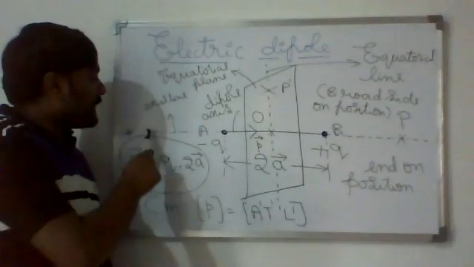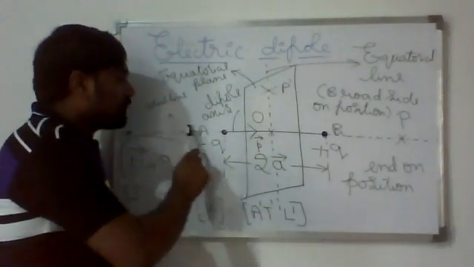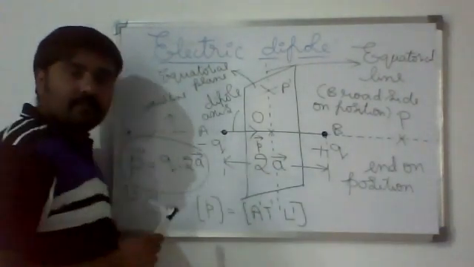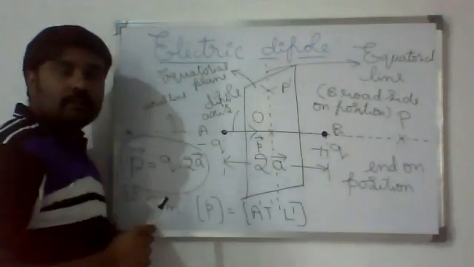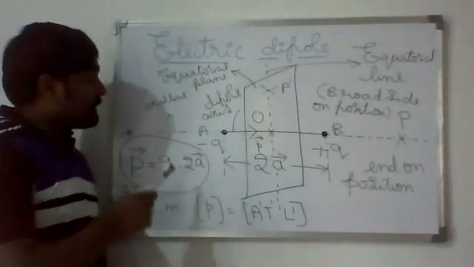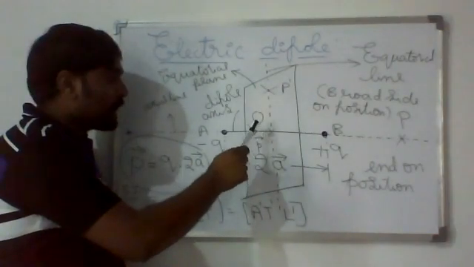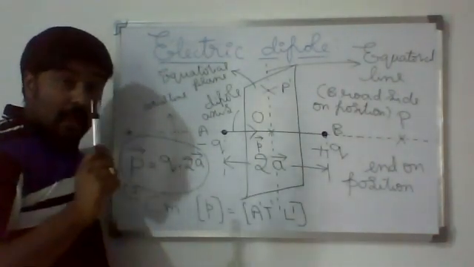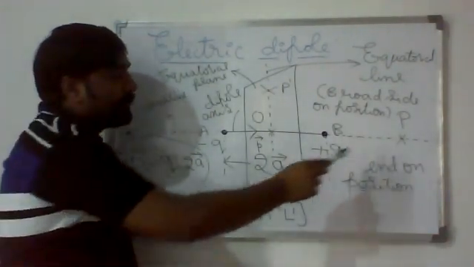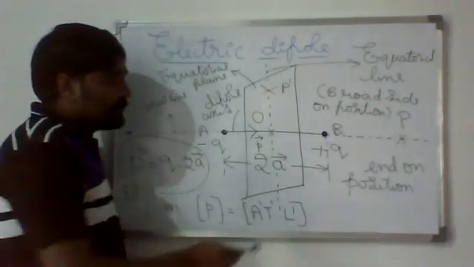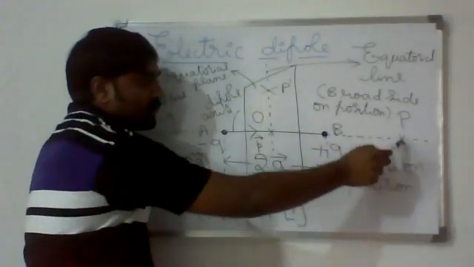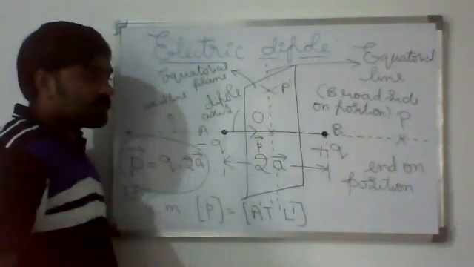And then a line passing through the dipole axis is called the axial line, and a point on the axial line is the end on position.